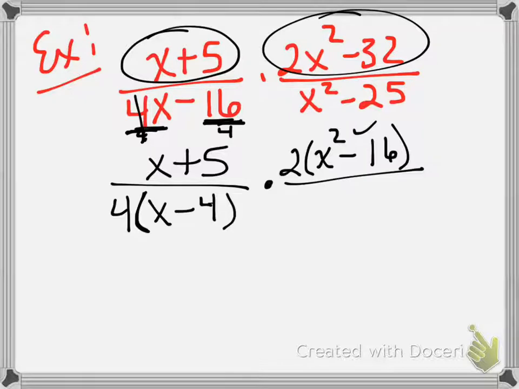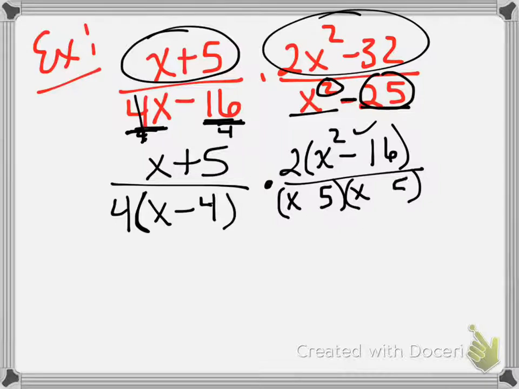X squared minus 25 does not have any greatest common factors, but this is a perfect square, and 25 is a perfect square, and it's subtraction, so I know this is going to fit my format for the difference of squares. So that's going to be x and x, 5 and 5, one of them plus, one of them minus. Okay, now that I've said that, maybe you can see that there's a square here. 16 is a perfect square, and it is subtraction, so that's actually going to factor a little bit further.